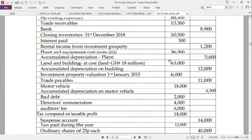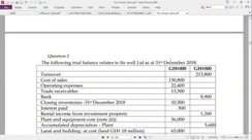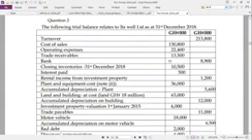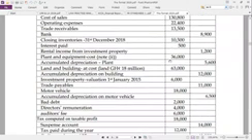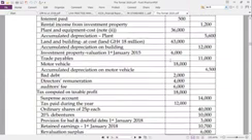So this question 2, it's well limited. Let's see the bad and doubtful debt provision. So here's the provision for bad and doubtful debt. That is 3,000.